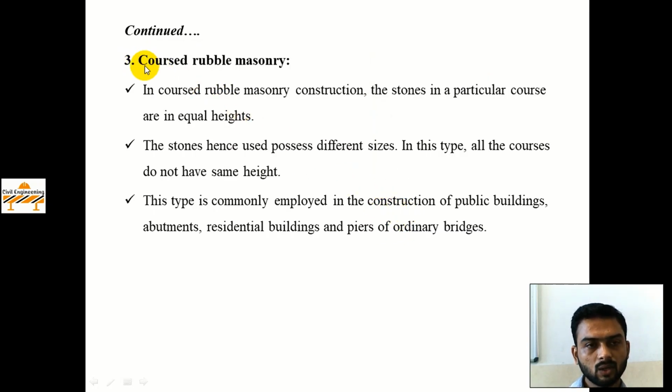Third one, coursed rubble masonry. In coursed rubble masonry construction, the stones in a particular course are of equal heights. The stones hence used possess different sizes. In this type, all the courses do not have the same height. This type is commonly employed in the construction of public buildings, abutments, residential buildings and piers of ordinary bridges.